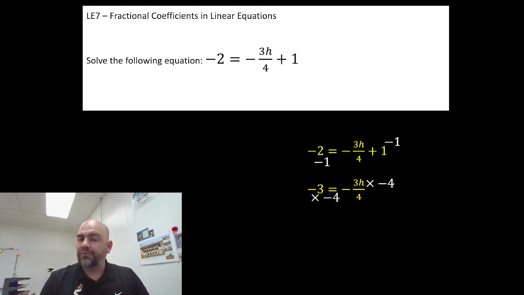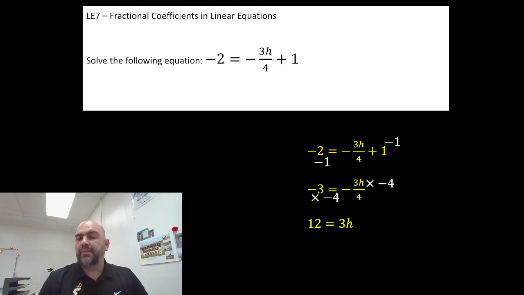Now that denominator is 4, and I'm going to multiply by negative 4, because if we go by a negative, it's going to make that one positive, and then we don't have a negative anymore. It's also going to make the negative 3 a positive on the left-hand side, which means that we don't have any negatives, which makes things a little bit nicer.